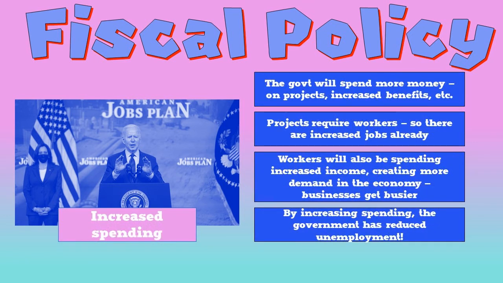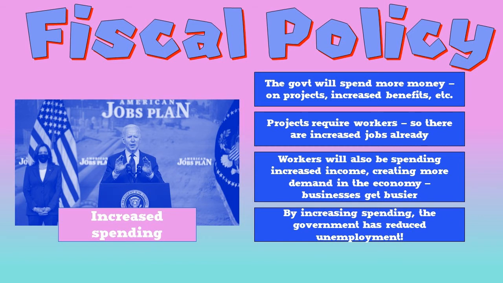The government can also do this by increasing spending. When the government spends money on projects, or maybe adds money to the benefits people get, this is going to reduce unemployment too. When the government is doing new projects, like fixing all the bridges, or building new schools or anything like that, they have to hire workers. So that starts us off at a place of already increasing the number of jobs.